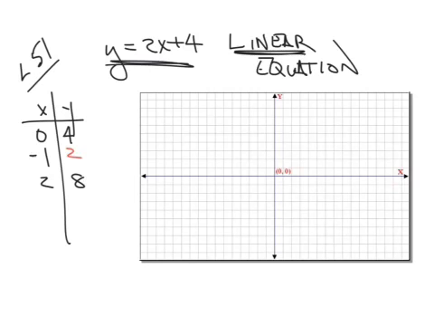Alright, so now we're going to graph that. And according to the rule, because it's a linear equation, we are going to get a straight line. So we graph 0, 4. So we go left to right 0 and up 4. And the next one, x is negative 1, and we go up 2. So we're right there. So we went over to the left 1 because it's negative and up 2. And the third point, we go over to the right because it's positive 2 and up 8. So over 2, up 1, 2, 3, 4, 5, 6, 7, 8. And get that point right there.